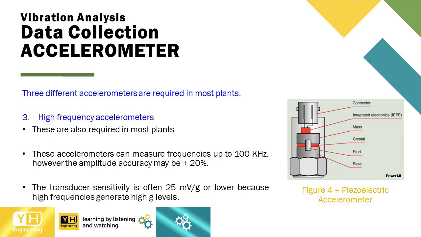Number 3 is the high-frequency accelerometer. These are also required in most plants. These accelerometers can measure frequencies up to 100 kHz, however the amplitude accuracy may be more than 20%. The transducer sensitivity is often 25 mV per G or lower because high frequencies generate high G levels.